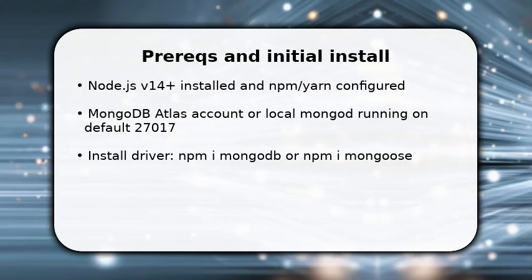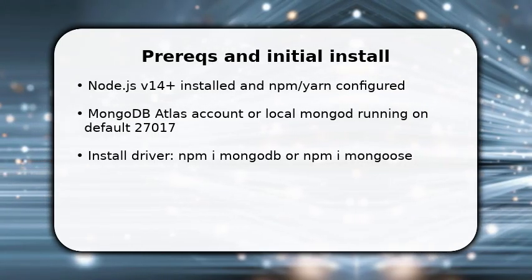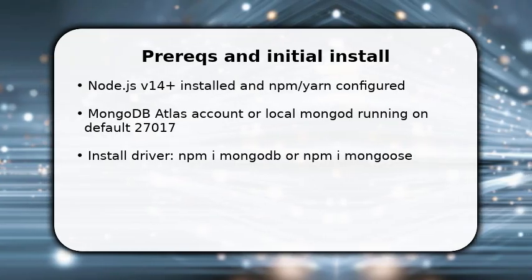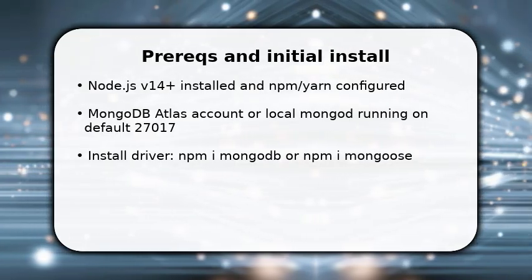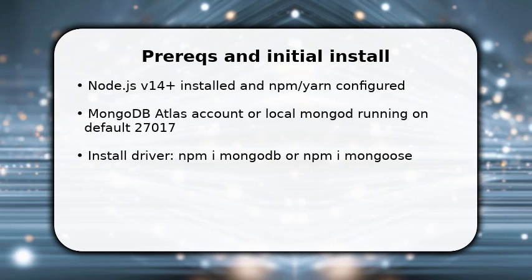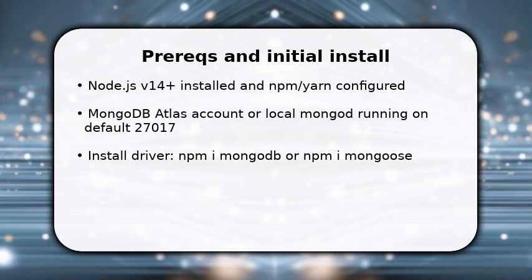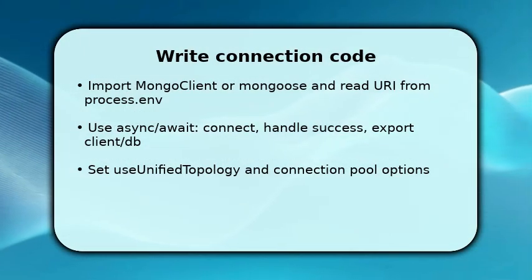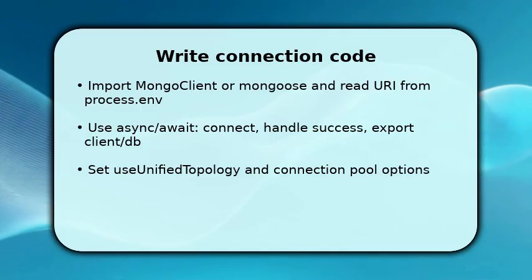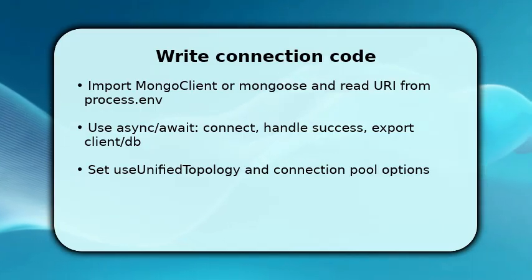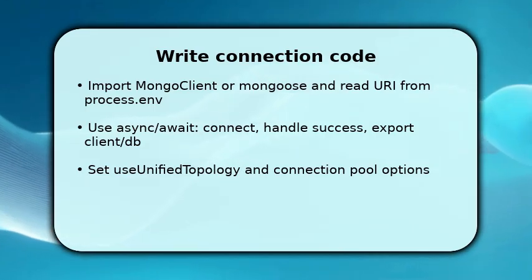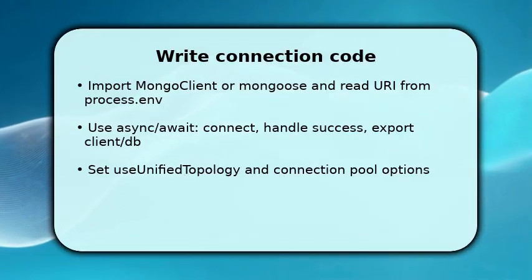Finally, create a .env file to store the URI securely so you don't hardcode secrets in source control. Now write the code to connect and explain why options matter. You'll import MongoClient from MongoDB or Mongoose, read the URI from process.env, then call connect inside an async function. Use await so you block until the connection is ready. This prevents race conditions. Pass options like useUnifiedTopology and poolSize to improve stability and performance.